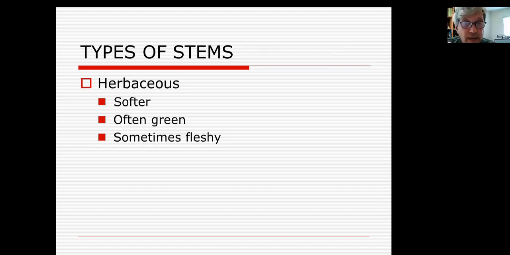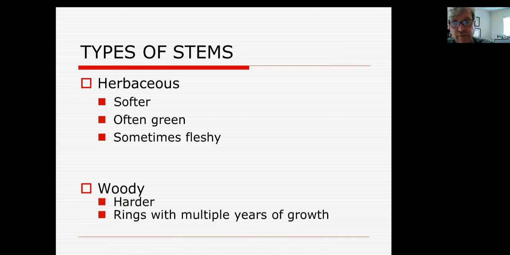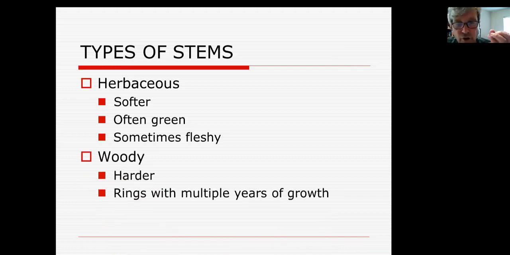And when you're talking about propagation, that's where some people say, oh, get an herbaceous stem, get a soft stem, or use a woody stem to take this cutting, because some plants do better using one type of stem, some do better using the other. So herbaceous is just that softer, usually green and fleshy stem, where the woody is harder. Again, you can see the rings for that multiple years of growth. And if a plant has rings in the stem, is it a monocot or a dicot?